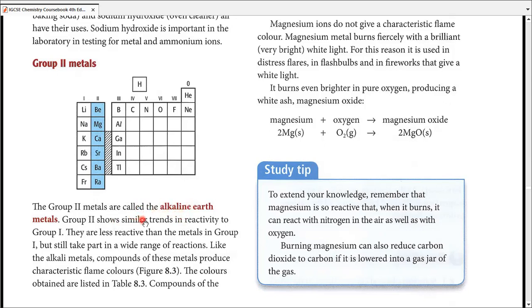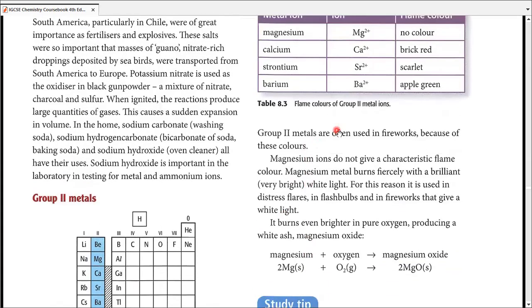These are known as alkaline earth metals. They show similar trends in reactivity as group 1, but they're less reactive than metals in group 1. They still take part in a wide range of reactions like the alkali metal compounds. They also produce characteristic flame colors.